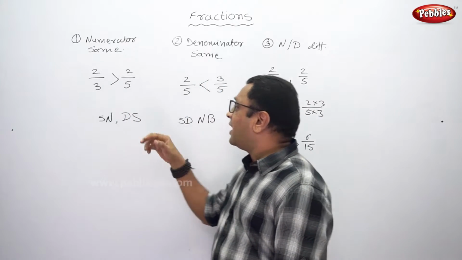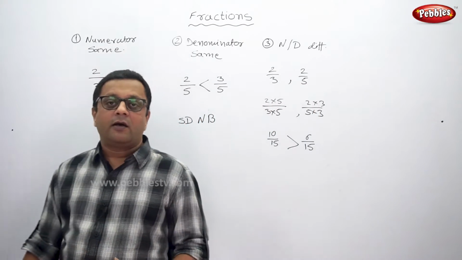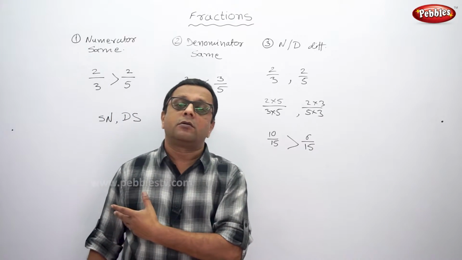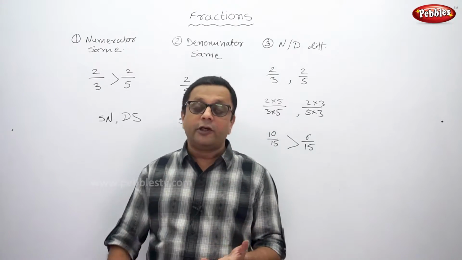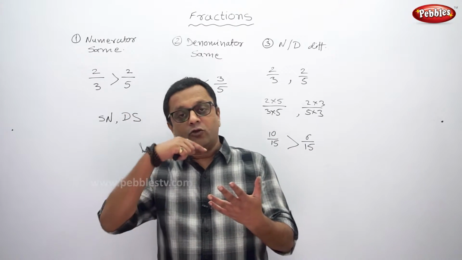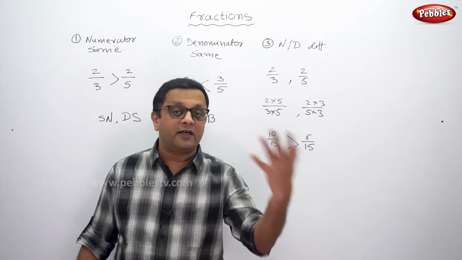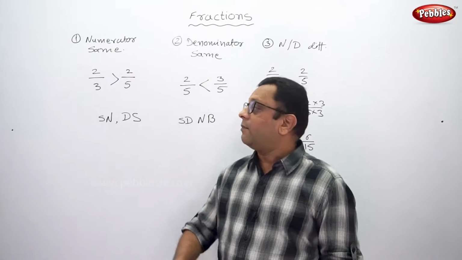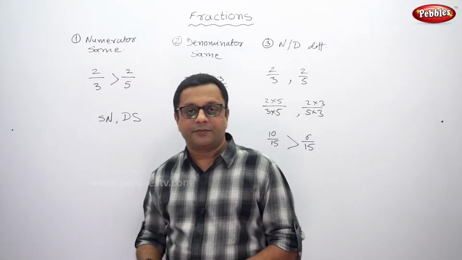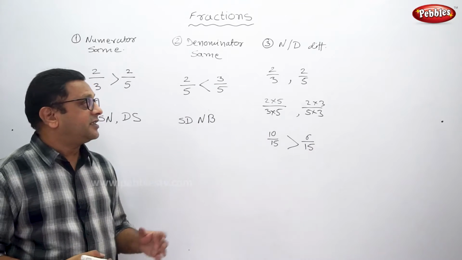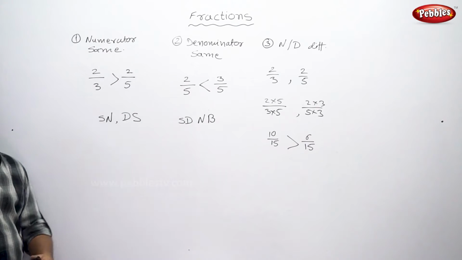Okay, so here at least we had the same numerator, but fractions can be like this: 2 upon 5 and 3 upon 7. Here neither the numerators nor the denominators are common. So either you make the denominator common or you make the numerator common, convert them, and after that you apply one of these two rules and you will get the answer. So this was very simple. You just have to remember these two things.